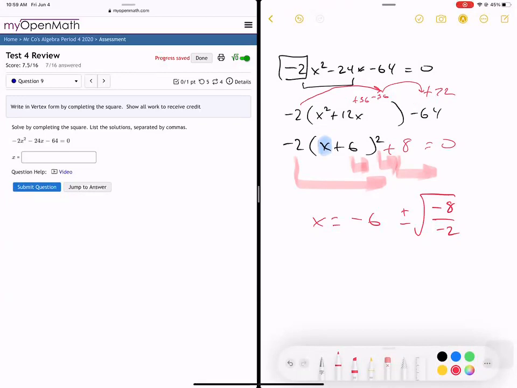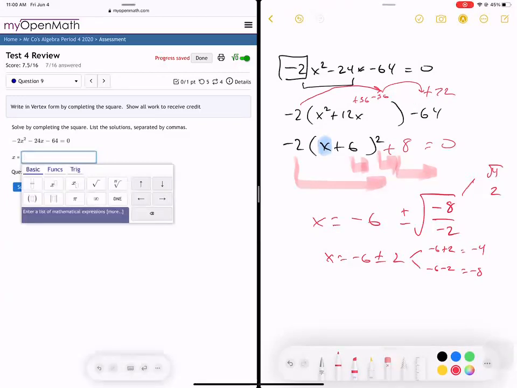If you want, you can take one step at a time, but we can do them all in one step. X is equal to -6 plus and minus. Now what happens here? This is -8 divided by -2, which is a positive 4. The square root of 4 becomes 2. Okay, two versions: -6 plus 2, -6 minus 2. We have -4 and -8.